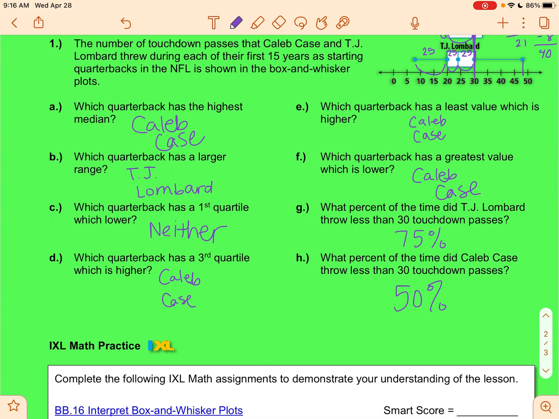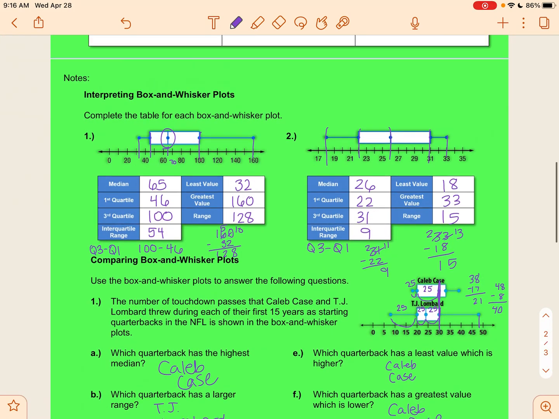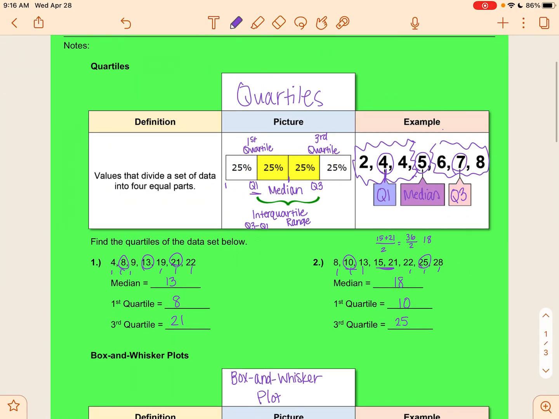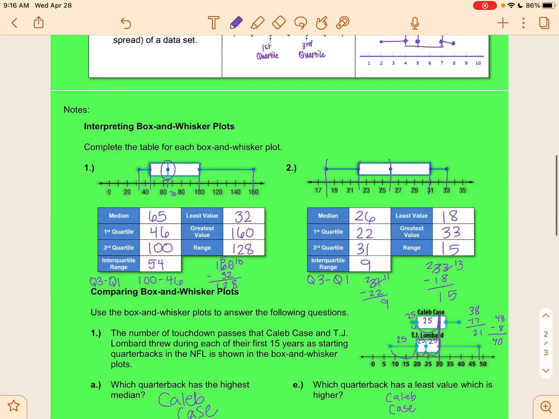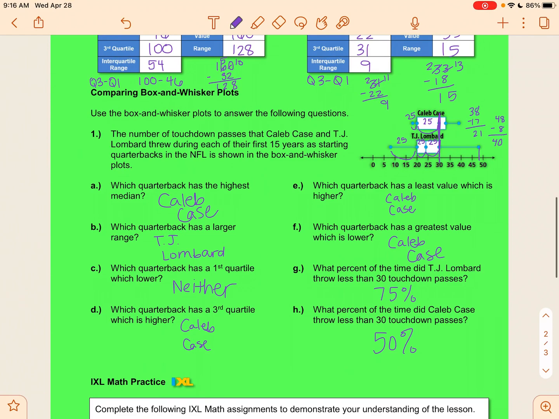Alright, so that is how we create box and whisker plots, how we find the first quartile and third quartile, and also how we interpret box and whisker plots.